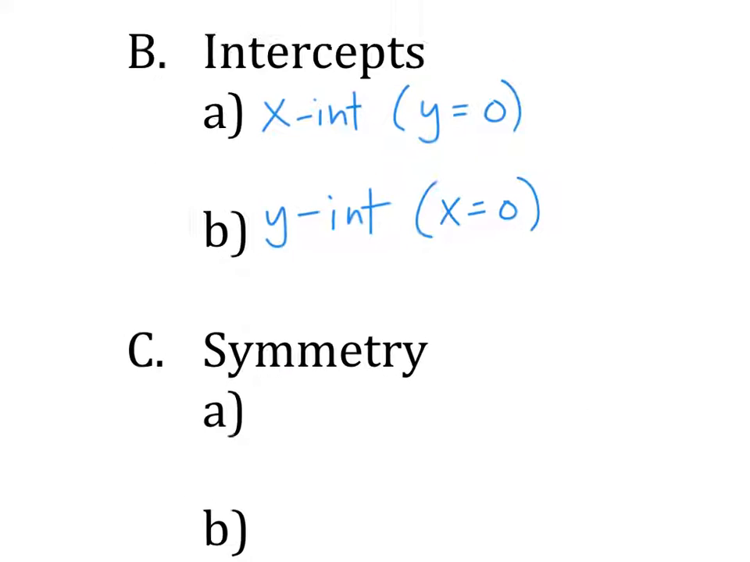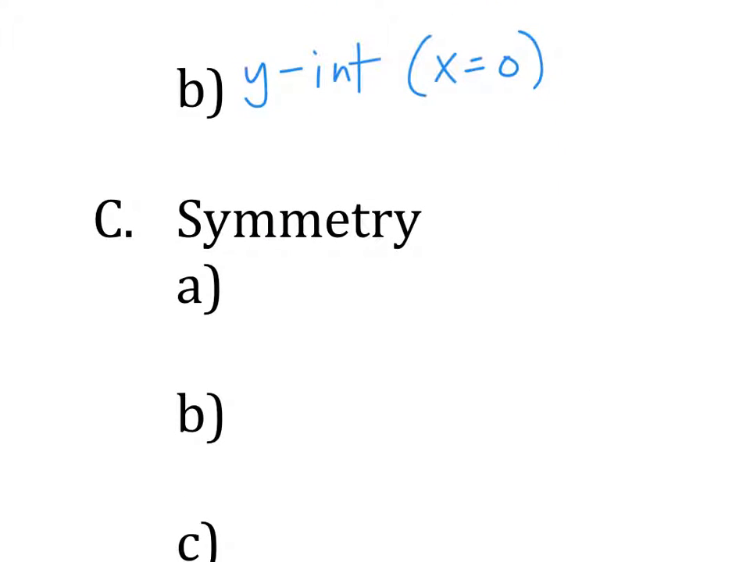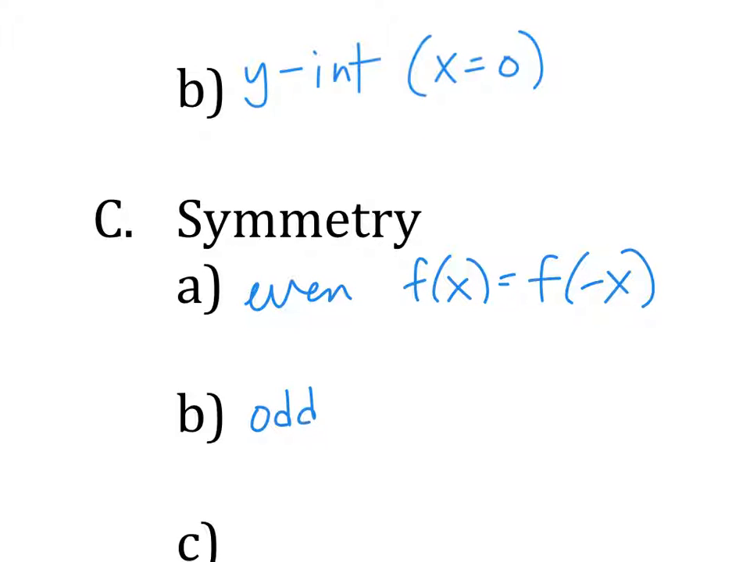Okay, C, symmetry. So you want to check the symmetry. Is it even? Even means f of x equals f of negative x. So if you put a negative x in there, will it look just like the original function? Is it odd? Meaning f of negative x is equal to negative f of x. Meaning if you turn this graph around 180, will it look exactly the same?